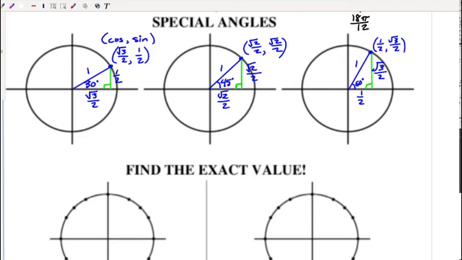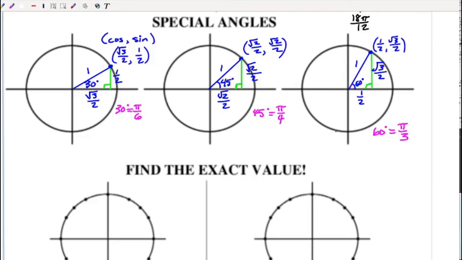So 30 degrees is equal to pi over 6 radians. The way that I remember that is pi is just 180, and 180 over 6 is 30. So I ask what 180 divided by what gives me 30, and that's going to be pi over 6. Now 45 degrees is equal to pi over 4, and again 180 divided by 4 is 45, and 60 degrees is pi over 3, because 180 divided by 3 is 60, so that gets me my 60 degrees.